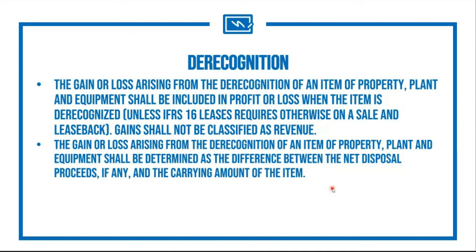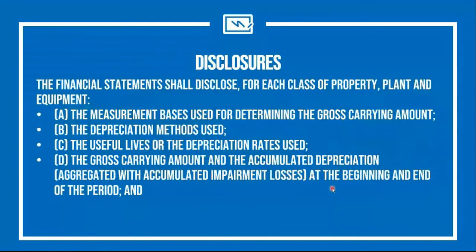Okay, so that's straightforward. With that, after you derecognize, the last item that we're going to discuss now will be disclosure. These are the things that need to be seen in the notes to the financial statements, or the pertinent information relating to your PPE. According to the standard, these are the general disclosures. First, the measurement basis used for determining the gross carrying amount, or basically how you arrived at the initial cost of the PPE.